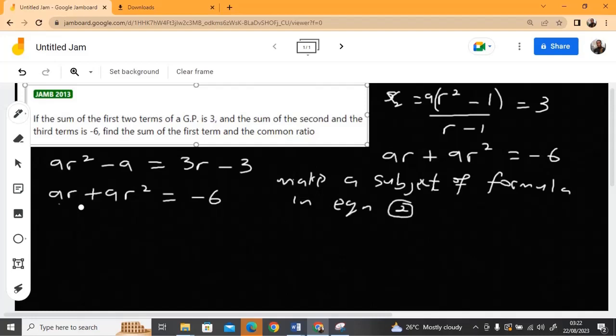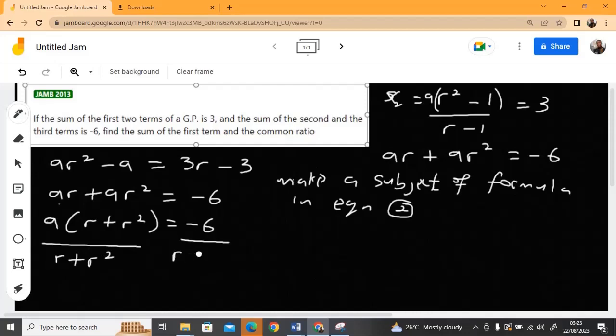Now if I want to make A the subject of the formula, A is common in both of them, so I can just say A. So A divided by this, we have R plus R squared, which will cancel this A. So we divide both sides by R plus R squared, so that this A can stand alone. So this can cancel this, and it means my A equals minus 6 over R plus R squared.